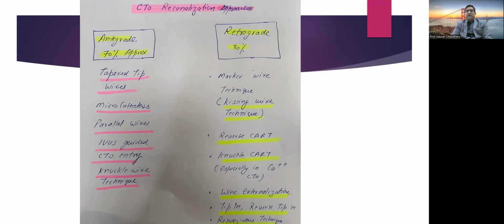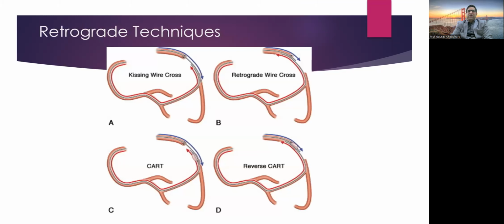And there are a few maneuvers required in doing retrograde CTO PCI, that is wire externalization with long wires like 330 centimeter RG3 wires that we will discuss in detail later, and other maneuvers like tip-in maneuver, reverse tip-in, or rendezvous technique. So these are the various important salient features of retrograde PCI.